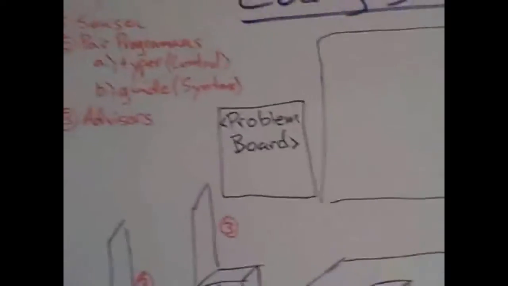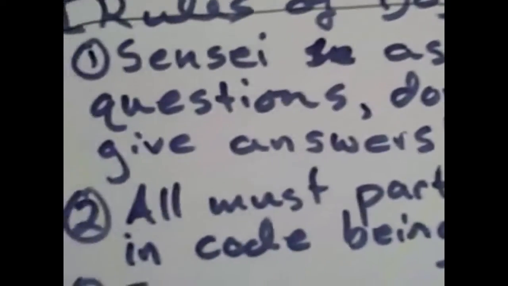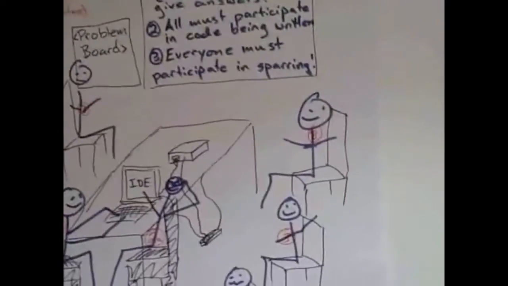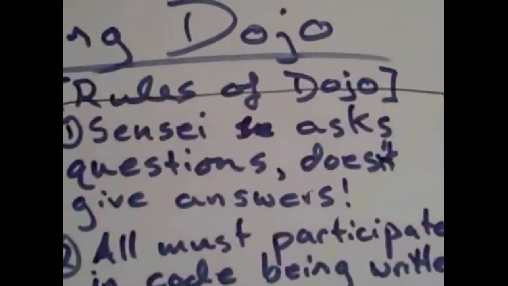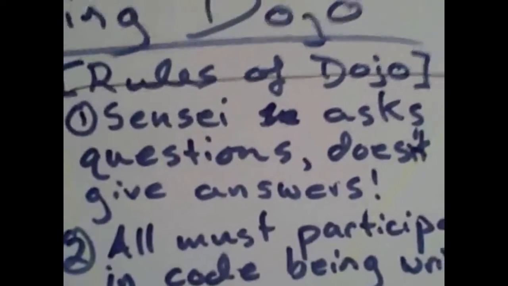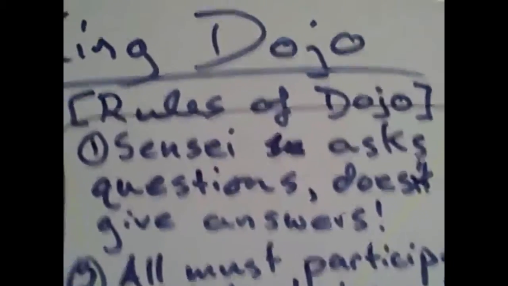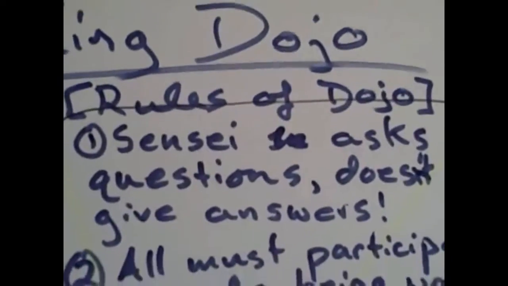Which brings us to the rules of the dojo. One of the most important parts is, number one, the sensei asks questions, does not give answers. The sensei, who's obviously somewhere in the background of this activity, is just providing guidance. There is no spoon. They're just teaching you how to move forward. Often the challenge they give is given beforehand, usually a week in advance by email, so people have time to think about it.